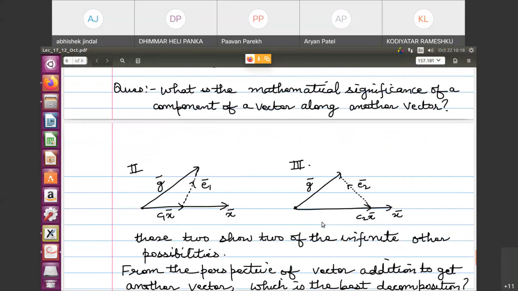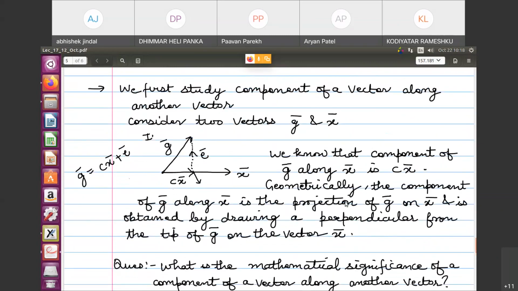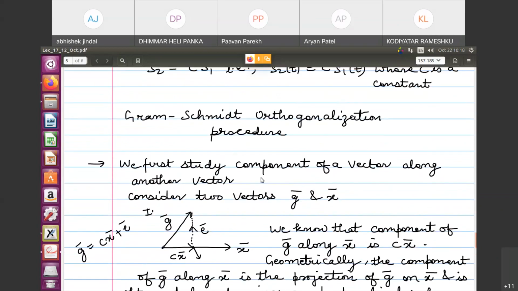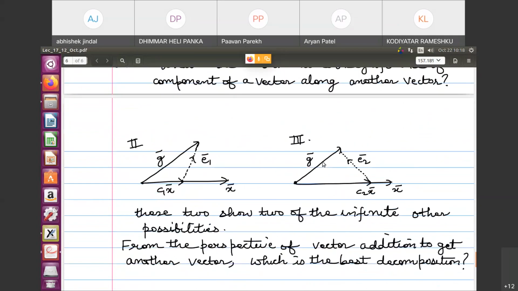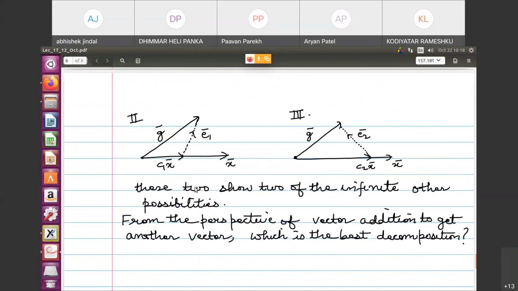But then the question is, what is the mathematical significance of a component of a vector along one vector? This is what we knew, but we started with the point that we first study the component of a vector along another vector. So the question is, what is the mathematical significance of a component of a vector along another vector? We saw that if our desire is to write g in terms of a component along x plus another component, there are several possibilities.